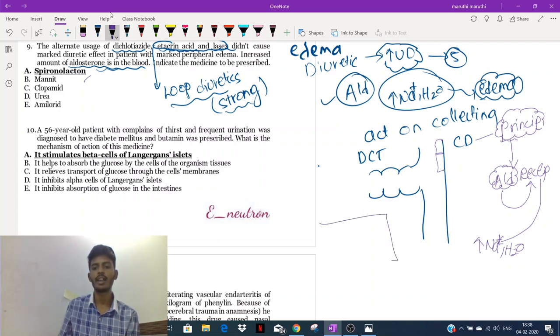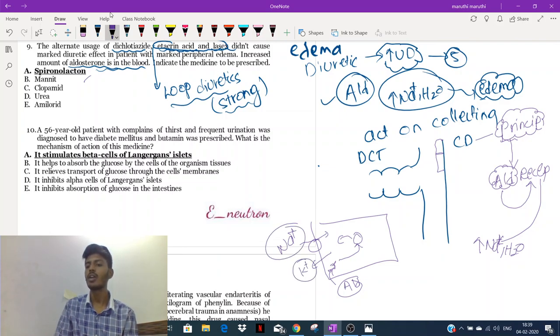If I take one of the principal cells, I have an aldosterone receptor sitting inside the cell. Now what happens if I have aldosterone? This aldosterone will go act on the aldosterone receptor. It will stimulate the nucleus. Nucleus will produce a protein. Protein will come and sit here. This protein will absorb the sodium. At the same time, it will also kick out the potassium. Okay. So this is how our aldosterone works.